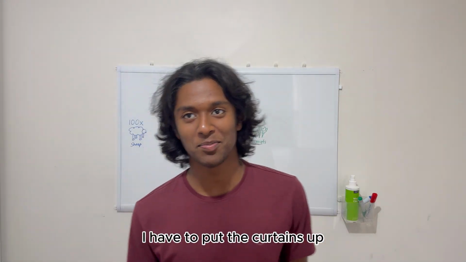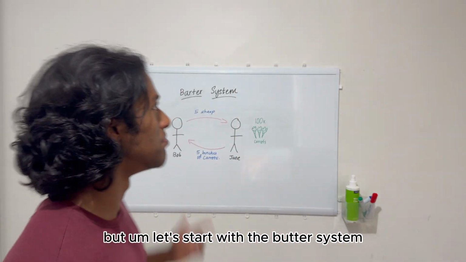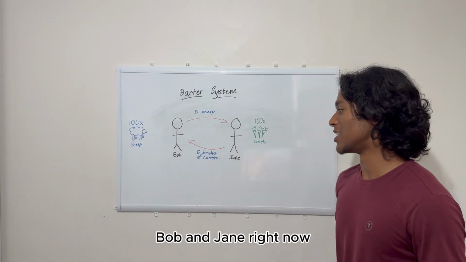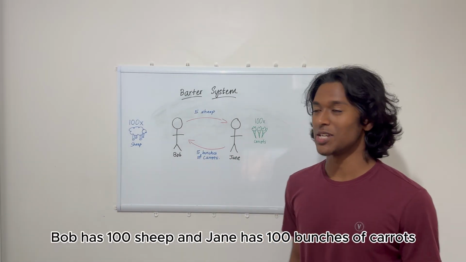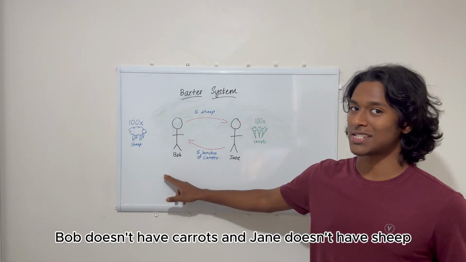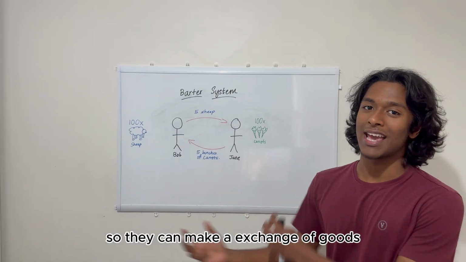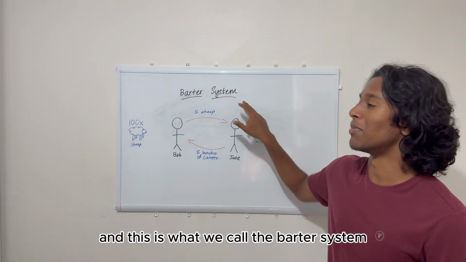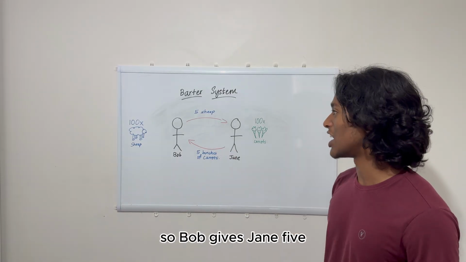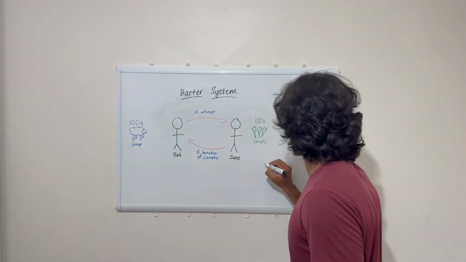Okay, so I have to put the curtains up because the light was reflecting and it wasn't showing properly, but let's start with the barter system. As you can see, we have two people here, Bob and Jane. Bob has 100 sheep and Jane has 100 bunches of carrots. Bob doesn't have carrots and Jane doesn't have sheep, so they can make an exchange of goods. This is what we call the barter system, where we're directly exchanging goods. So Bob gives Jane 5 sheep and Jane gives Bob 5 bunches of carrots.